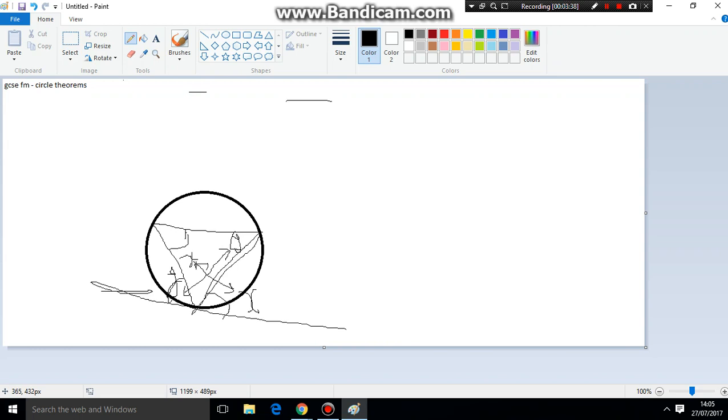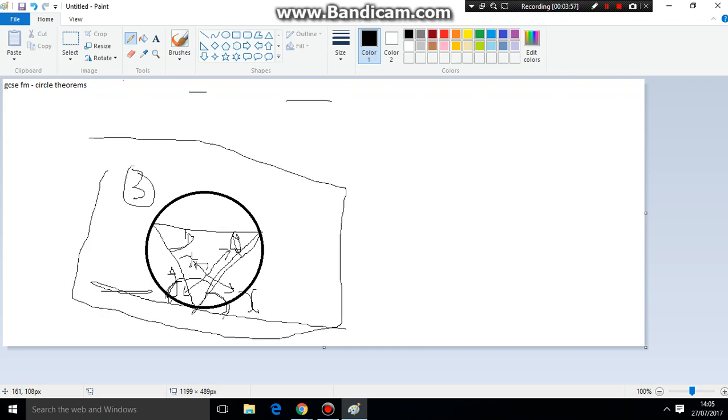So it's called the alternate segment theorem, and if you just write alternate segment theorem in the exam, you'll get the marks for it. This angle is equal to this angle, and this angle is equal to this angle, and this angle is common. It's really straightforward, but it's one of the more complicated ones, so try and memorize it. Okay, and then let's draw another one. This is one of the easier ones.